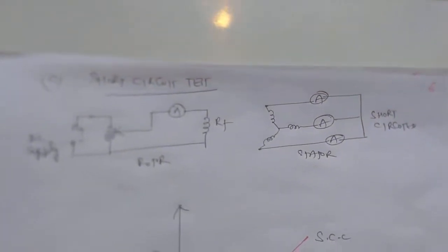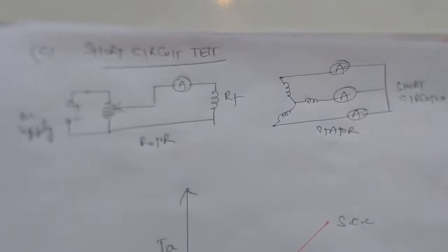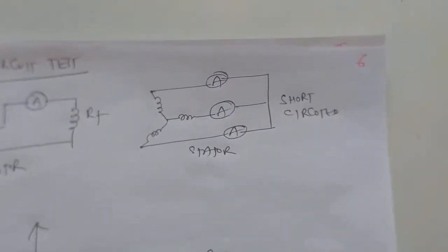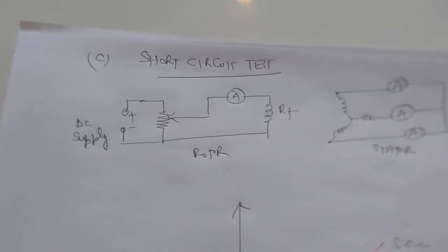The third test is the short circuit test. In the short circuit test, the circuit elements are as shown in the figure. We have the field winding and the armature winding. The armature winding is short circuited, and to the field winding we apply the DC supply.